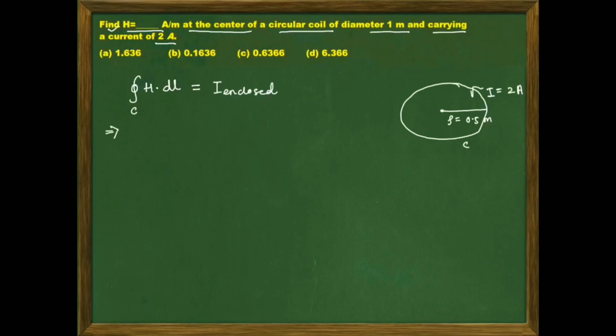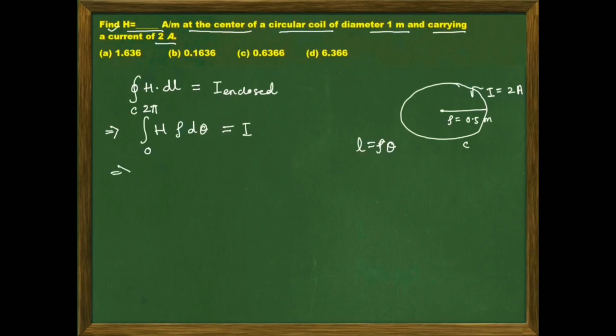So here we have to find H, and dl. What is dl? dl equals rho d theta, as we know that L equals r theta, where r is rho and theta is the angle. So this is the elemental angle and we have to integrate this. This is a circle, so 0 to 2 pi is the limit.